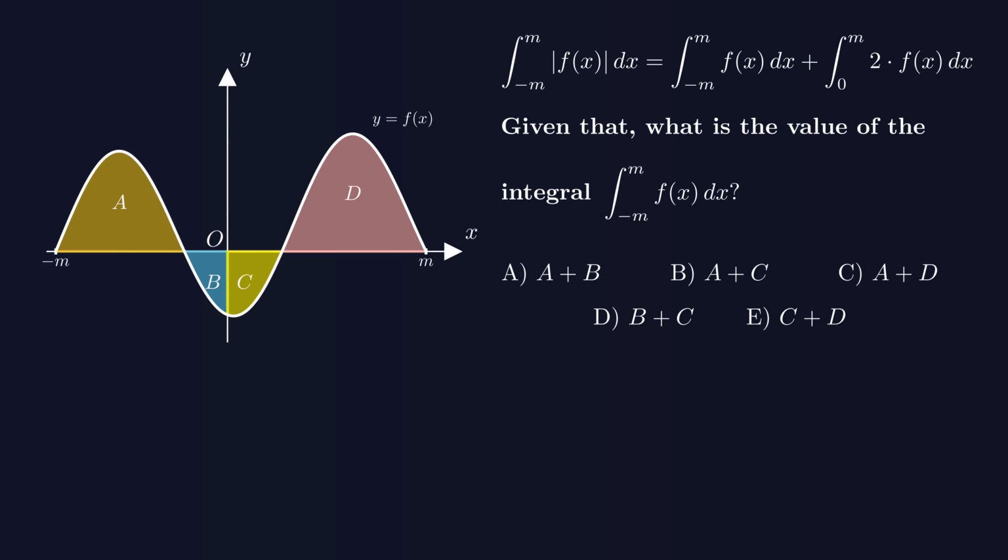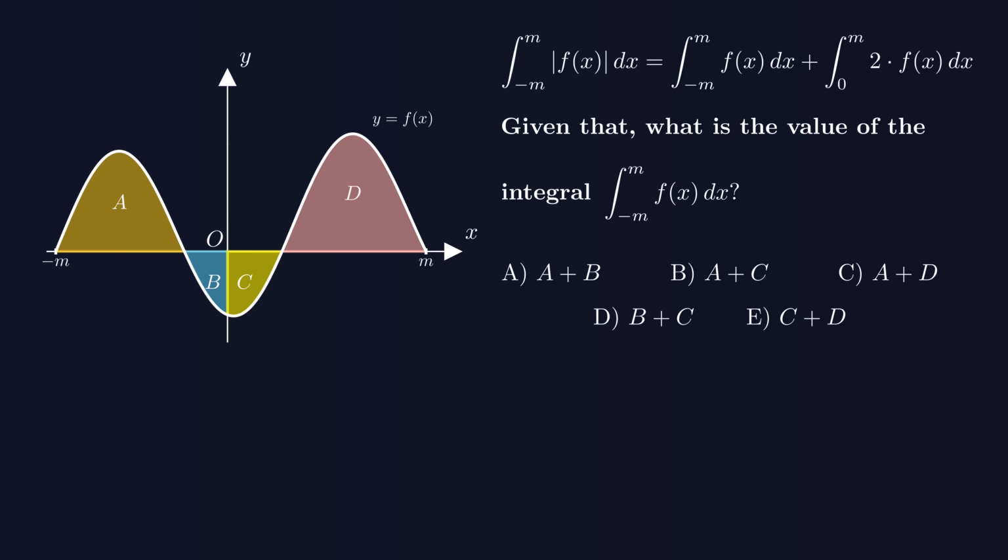Given that m is a positive real number, the graph of a function f defined on the closed interval minus m and m lies in the Cartesian coordinate plane. The area between the graph of f and the x-axis is divided into 4 regions. These regions, which all have different areas, are labeled A, B, C, and D as shown in the figure. Then we are given an integral equation, and the question asks, what is the value of the integral of f of x from minus m to m?